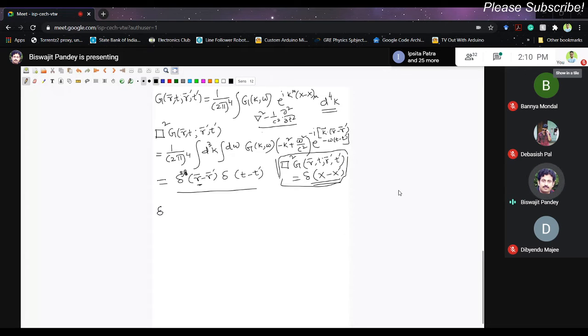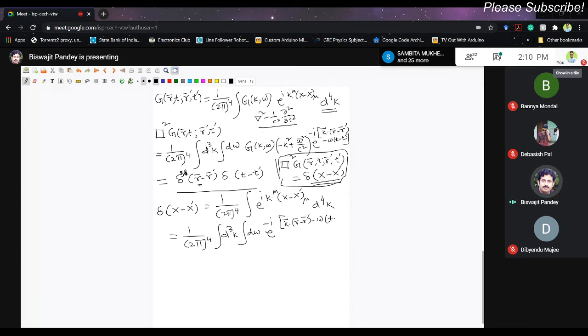If I ask you delta function, যদি লেখা হয় actually delta x minus x prime, এটা হবে 1 over 2 pi whole to the power 4 e to the power i, again যেটা বললাম exponential form, যেটা delta function x minus x prime mu d4k, which can be again written as 1 over 2 pi whole to the power 4 d3k, তারপর dω, দুটো ইন্টিগ্রাল আছে, আর e to the power একই হবে, এটা মাইনাস অফ i k dot r minus r prime minus omega t minus t prime.